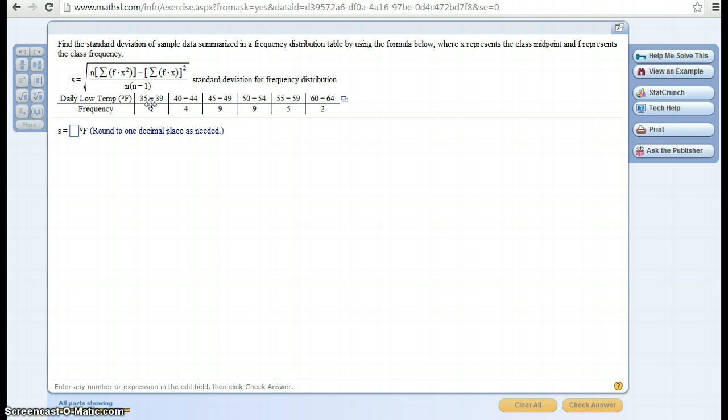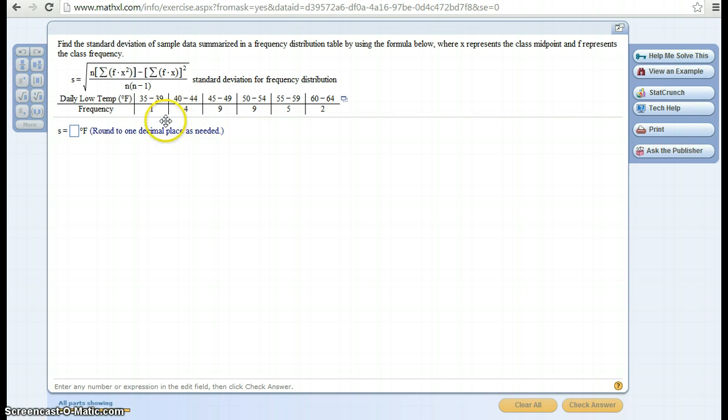do this in StatCrunch. We've got intervals here, and we don't know exactly where the data is because we don't have the raw data, but we do know we have one piece of data in this interval, which means we take the middle of each. So we have 1, 37, since that's the middle, 4, 42s, 9, 47s, 9, 52s, get the idea.